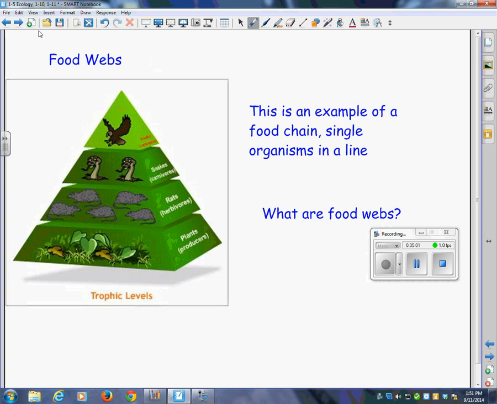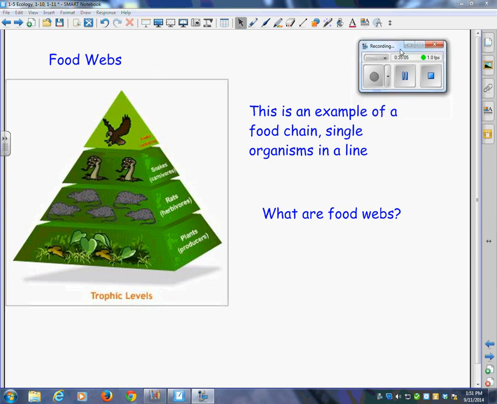Okay, almost done, and I'm going to be done way too early here. I didn't have to go pedal to the metal. Food webs. This is an example of a food chain. They are single organisms in a line. Even though it's shaped like a pyramid, it's still a food chain, right? That make sense? Food chain?